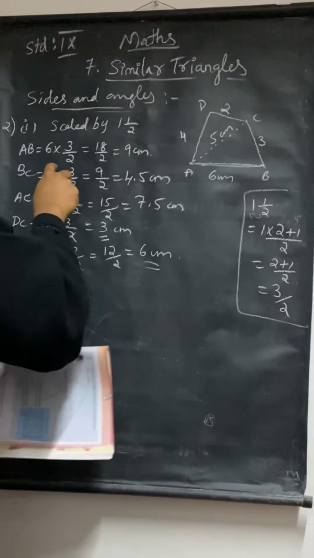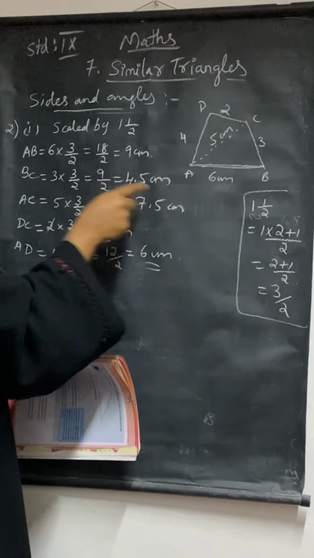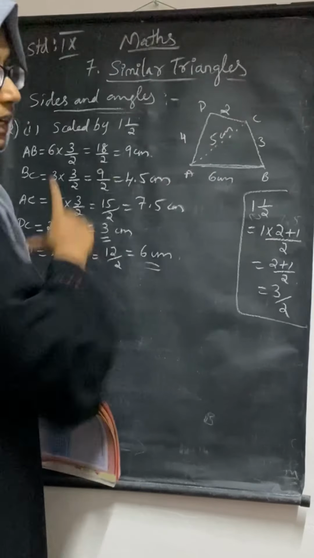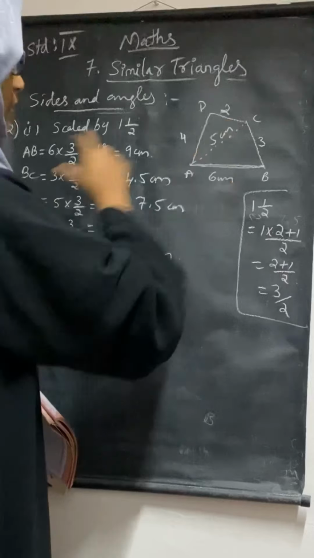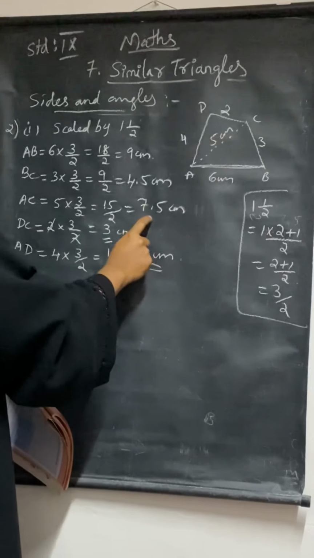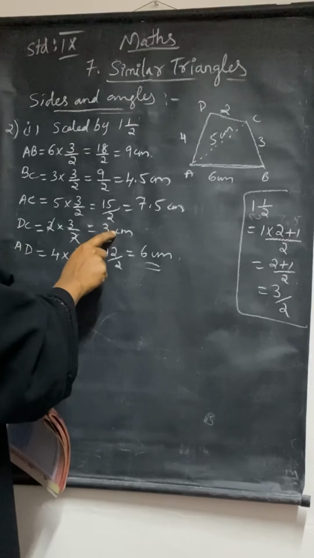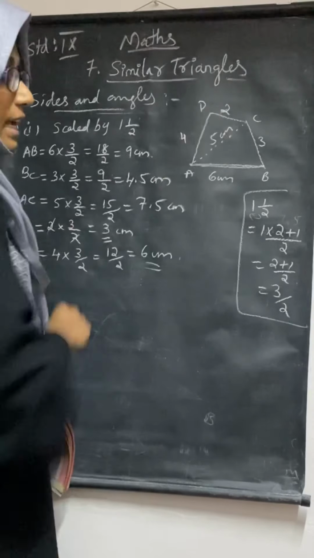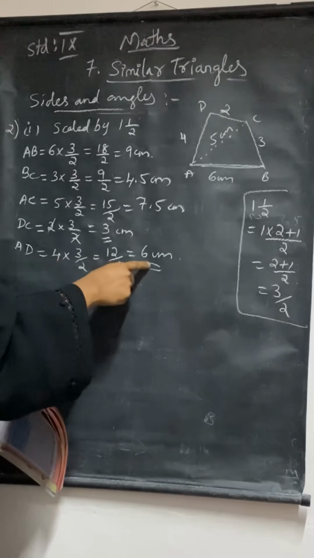Now BC, 3 into 3 by 2, 9 by 2, 4.5. AC is how much? AC means the diagonal. The diagonal also you have to change, then only the angles will be the same. Now 5 into 3 by 2, you will get 15 by 2, 7.5. So instead of 5, you have to take 7.5. Instead of DC 2, you have to take 3 centimeter, since 2 into 3 by 2 gives 3. Next AD, 4 centimeter you have. When you multiply by 3 by 2, you get 6 centimeter.